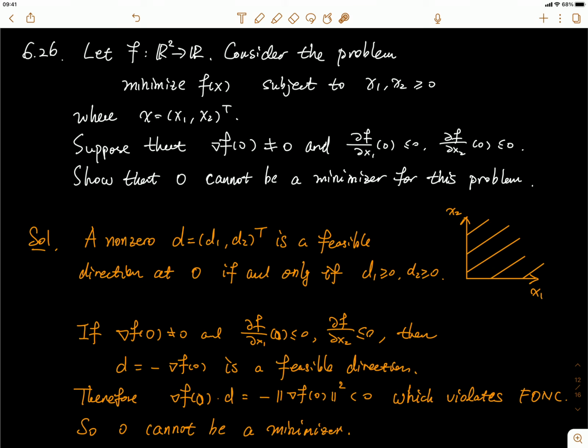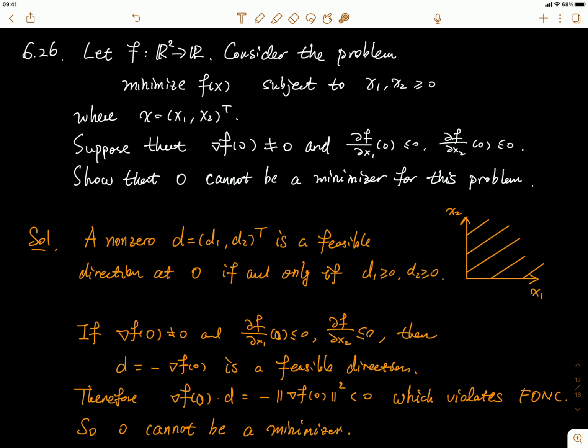Okay, this question asks us to consider a minimization problem of f, and the constraints are x1, x2 both greater than or equal to 0. Suppose that the gradient of f at 0 is non-zero, it's not a zero vector, and both of the partial derivatives of f at 0 are non-positive, or less than or equal to 0. And the question is, how do we show that 0 cannot be a minimizer of this problem?